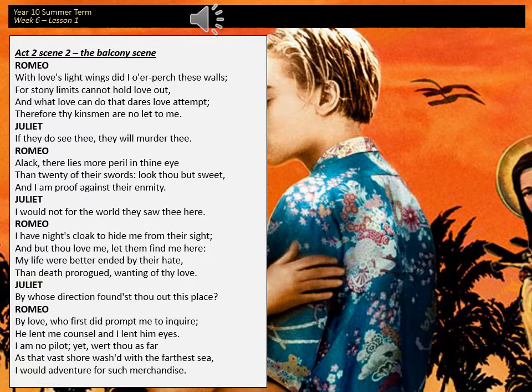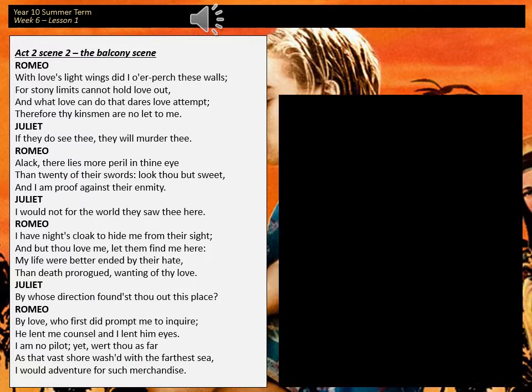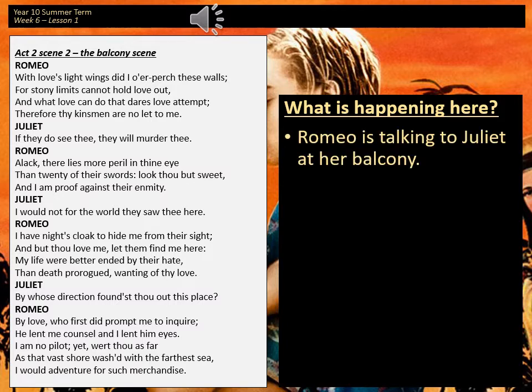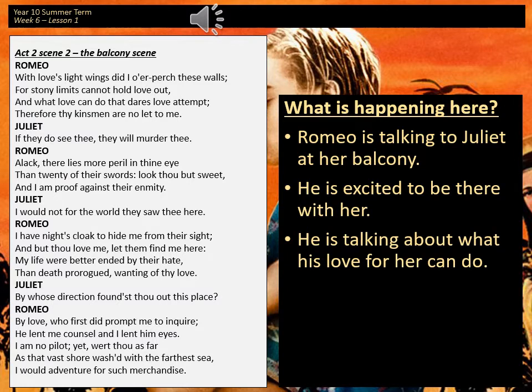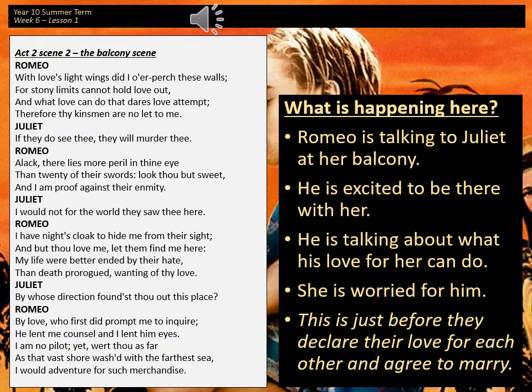So once you've read that through, the first thing you want to ask yourself is, what is happening here? What is happening in this extract? So this is the moment where Romeo is talking to Juliet at her balcony, and he is excited to be there with her, and he's talking about what his love for her can do, okay, the power it can give him, the protection, the bravery. She, though, is worried for him. She's worried that he's there. And this is just before they declare their love for each other and agree to marry.